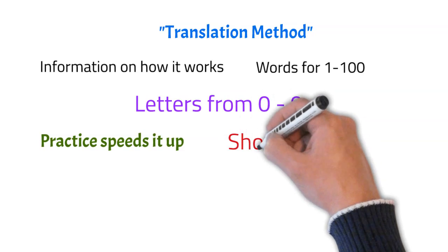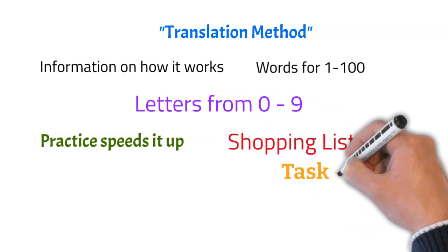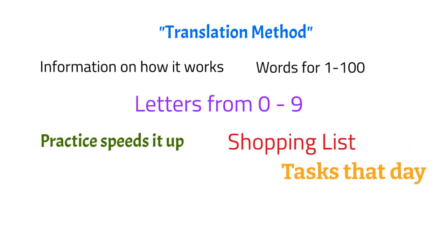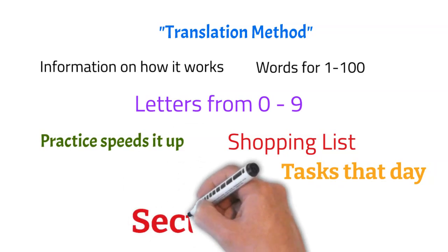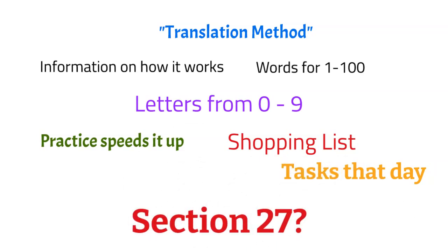Once you know the system, try using it on a shopping list or a list of tasks you need to do that day. We can use the system for 100 little things which are temporary, but we can also use it for permanent associations like Doctrine and Covenants section 27. Now, what was that section about?